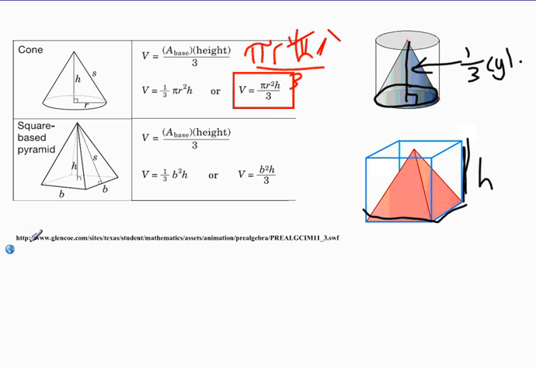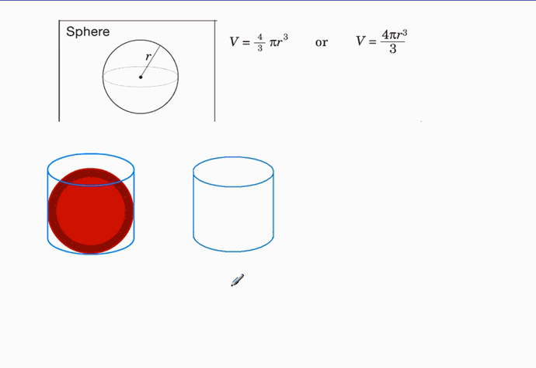There's more information about these things, and I think there's also an animation at this website that you might want to check out. And then there's one final shape to talk about, and that's the volume of a sphere.